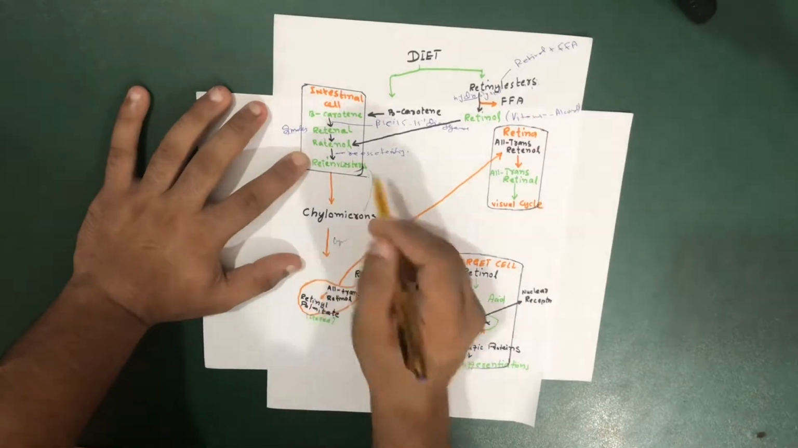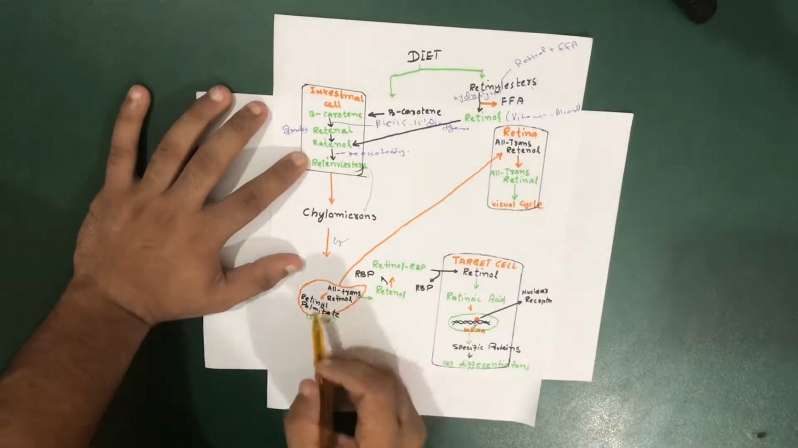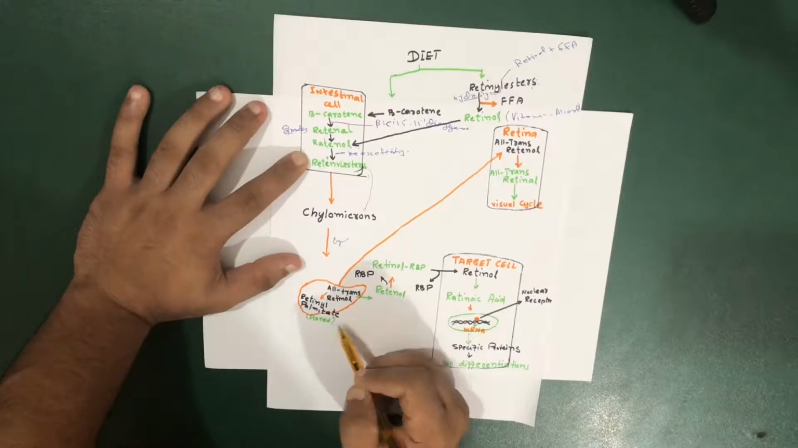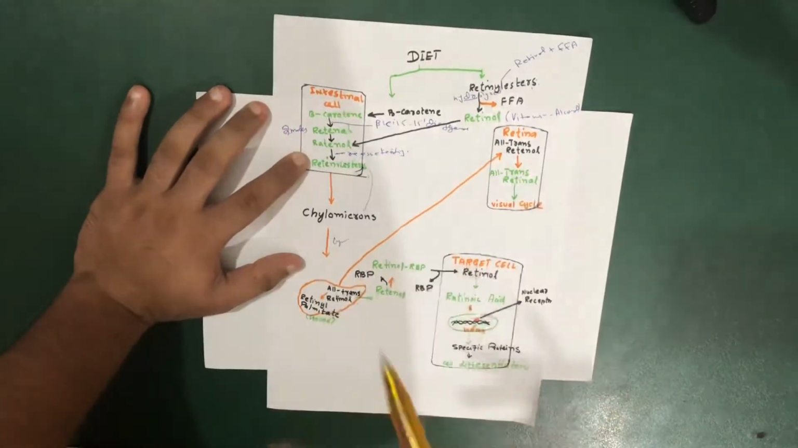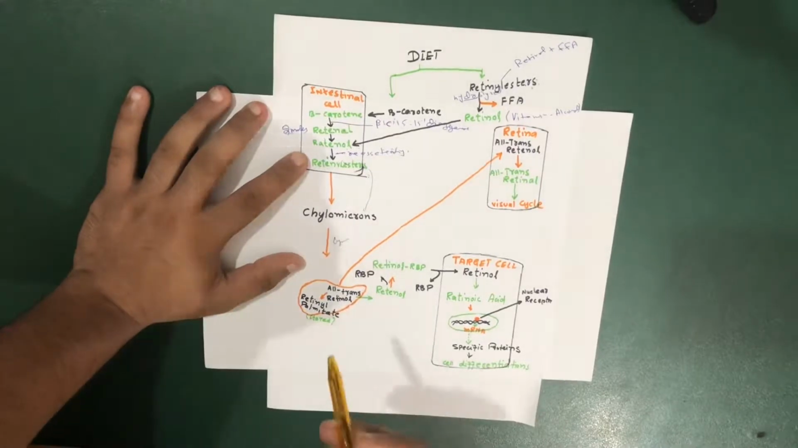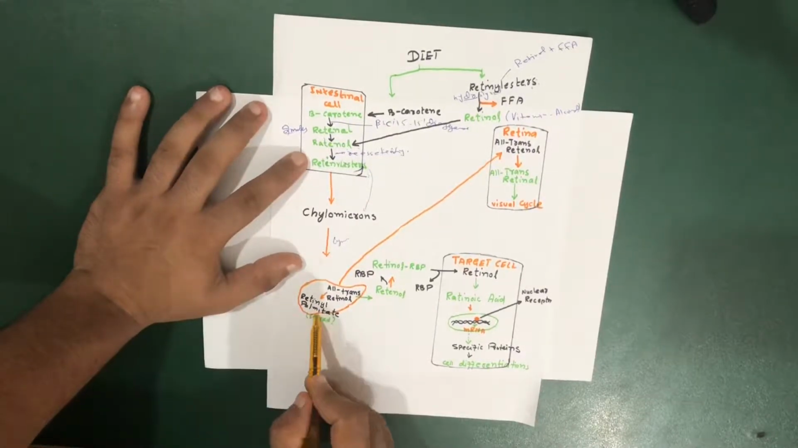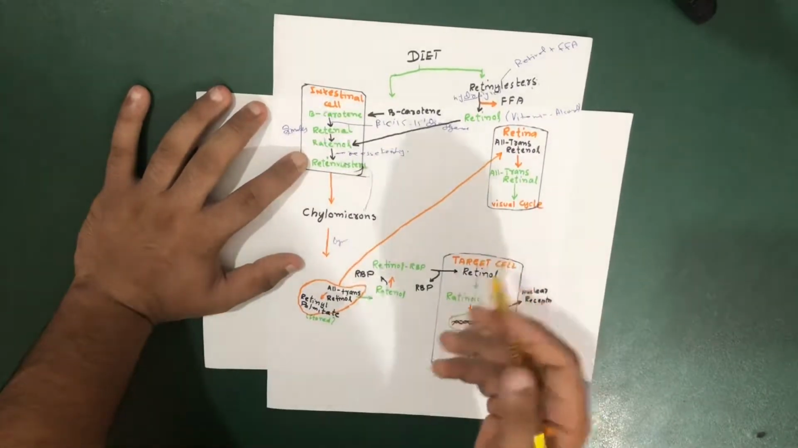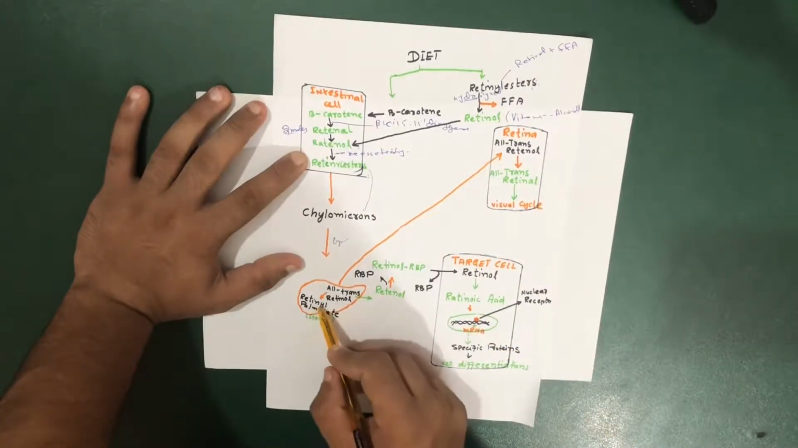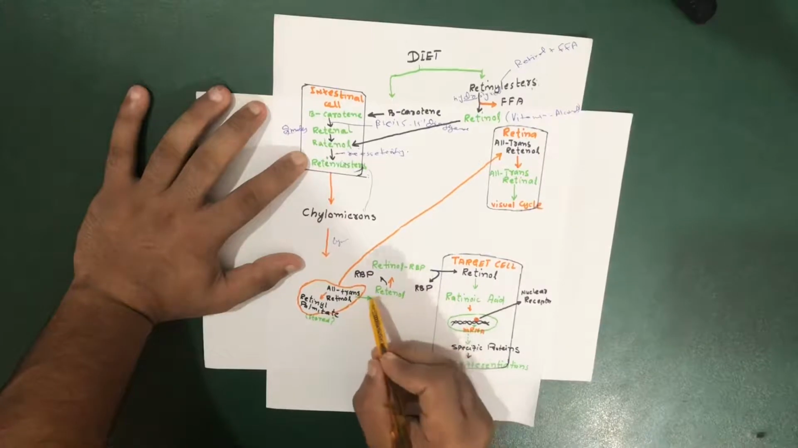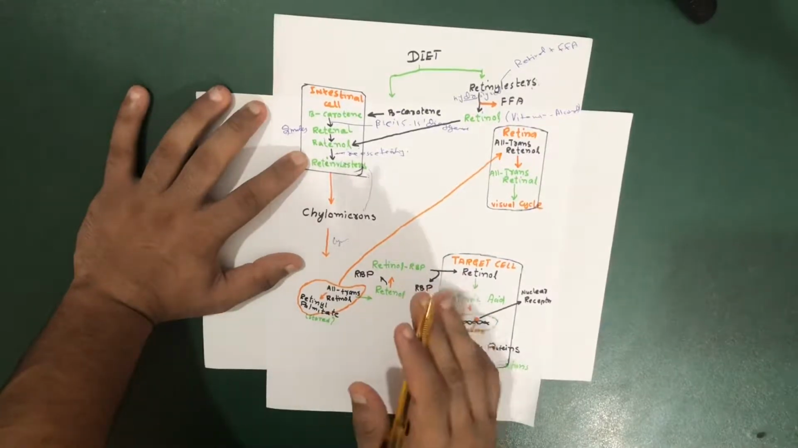Remember this one. Retinol is stored in the liver in the form of retinol palmitate, because it can be your MCQ question. If somebody asks you in which form retinol is stored in the liver, you must say retinol palmitate. But when it is required in the target cell, what happens? This vitamin is released from the liver as free retinol. Nothing is attached to it.